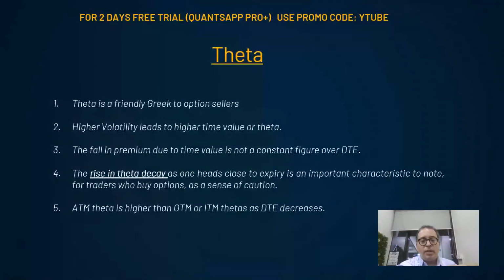ATM theta is higher than OTM or ITM thetas as DTE decreases. DTE is days to expiry. So as the time decreases, you have ATM theta decay, which is higher than the OTM and ITM thetas. So these are the characteristics which one needs to keep at the back of the head before moving ahead for any of the trades.